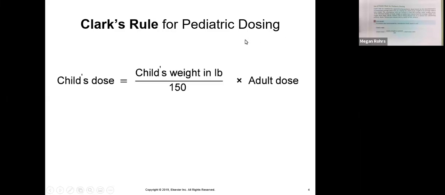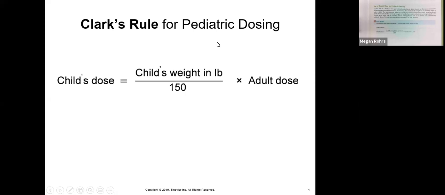Okay, when we're not given a dose in milligrams per kilogram, and all we know about a child is their weight in pounds, then we can use Clark's rule. Now, it is very important to note that if a manufacturer already recommends a dose for a child, we would go with the manufacturer's dose.